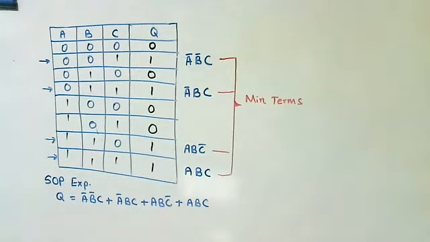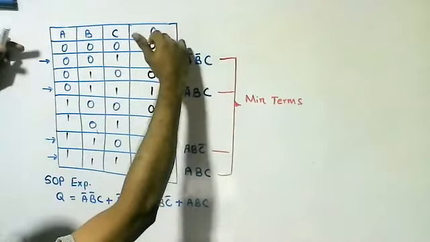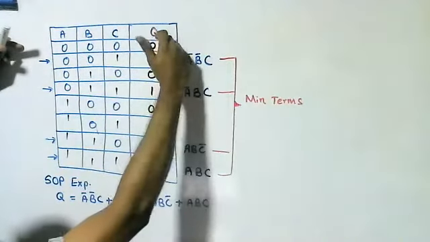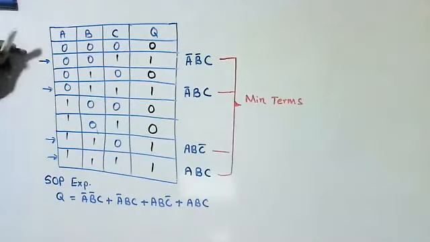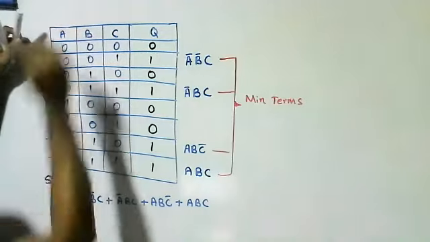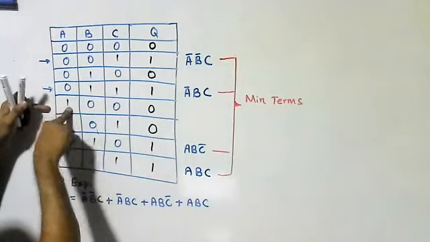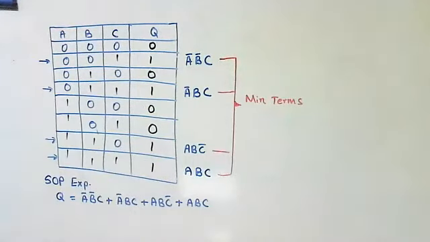Right. Now I am going to take max terms. There's a little difference while we are taking max terms. I'll do the first one for you. Concentrate. Whenever the output is 0, we are taking the max term. If the input is 0, we are taking the direct variable. If the input is 1, we are taking the complement of that input.